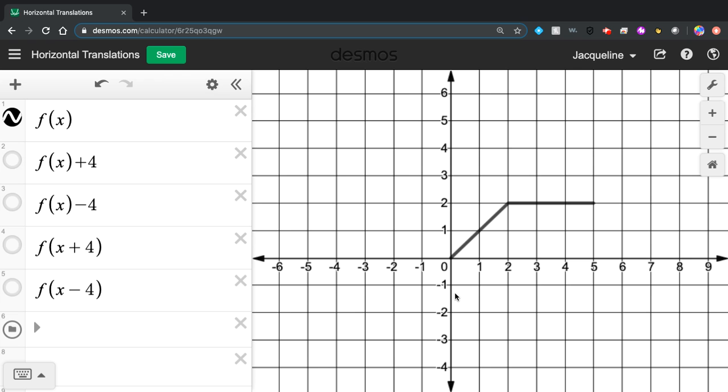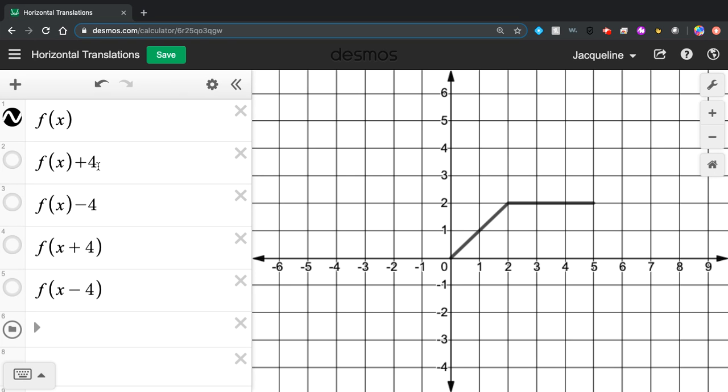Hey guys, let's just do a quick review. So here's my f of x graph in black. And what we want to do is figure out which of these equations would create a graph that shifts 4 units to the left. So we want our graph to end up right here, okay? And by just pushing the graph over, we can get there. But which of the equations allows us to shift 4 to the left?